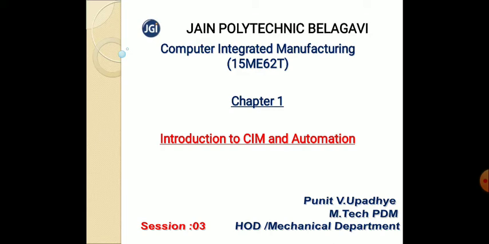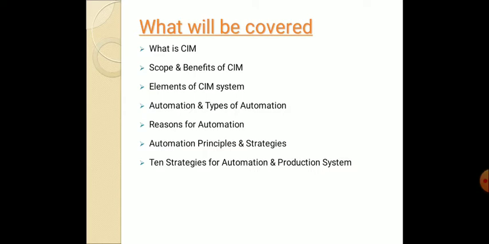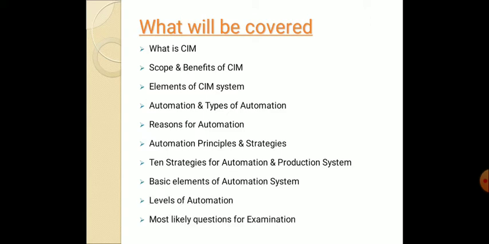So in this session we are going to begin a new chapter, Introduction to CIM and Automation, that is session 3. In this session what will be covered? What is CIM? Scope and benefits of CIM, elements of a CIM system, automation and types of automation, reasons for automation, automation principles and strategies, 10 strategies for automation of production systems, basic elements of an automation system, levels of automation, then most likely questions for the examination.